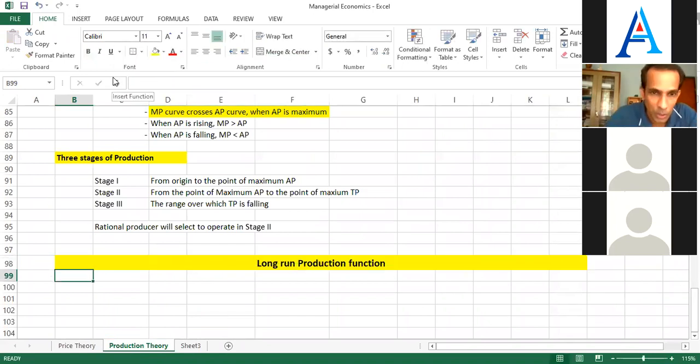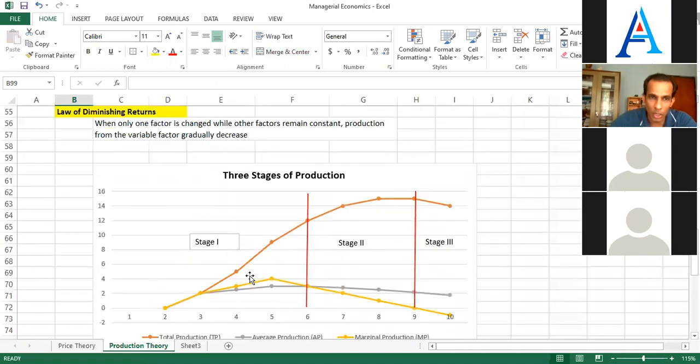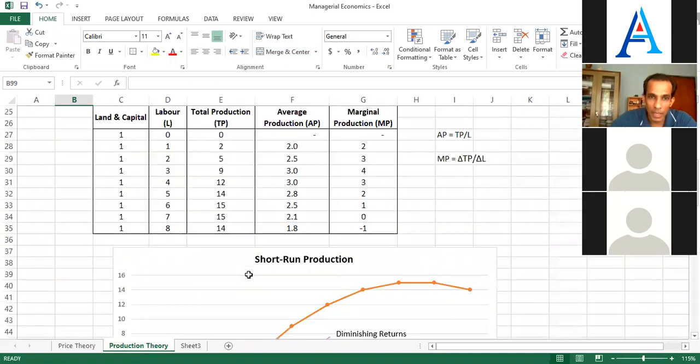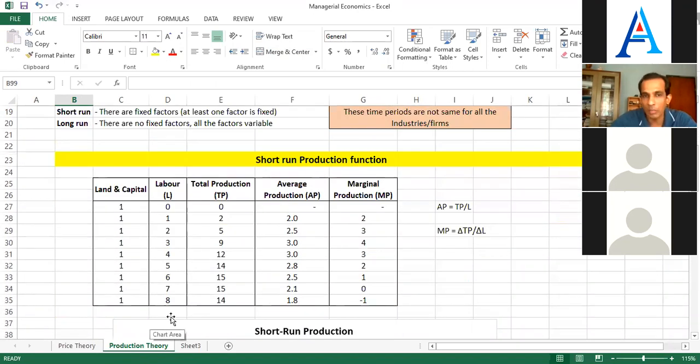Even capital is variable. In that case, both capital and labor can be changed. So long run means that. Unlike the short run, where we know there are fixed factors, in the long run not only labor, capital also can be changed. There are no fixed factors.